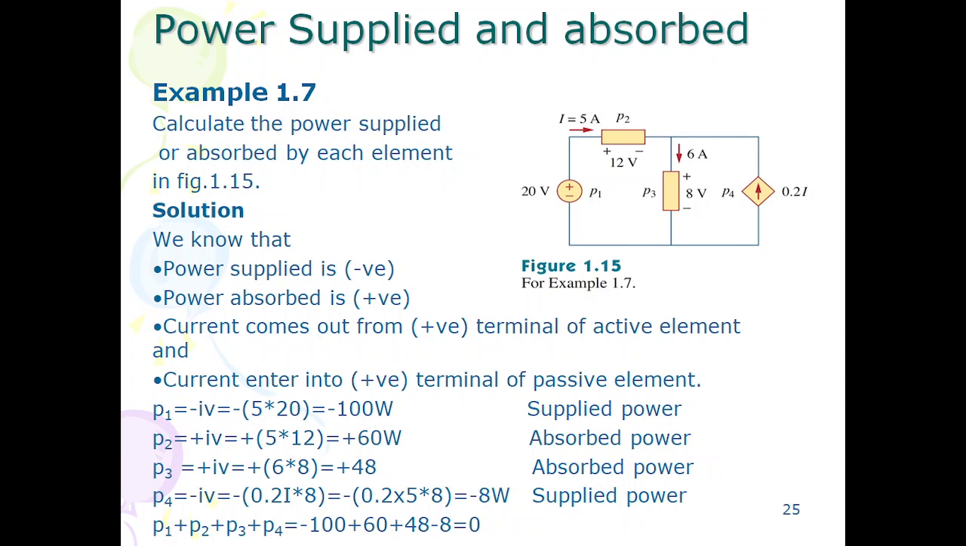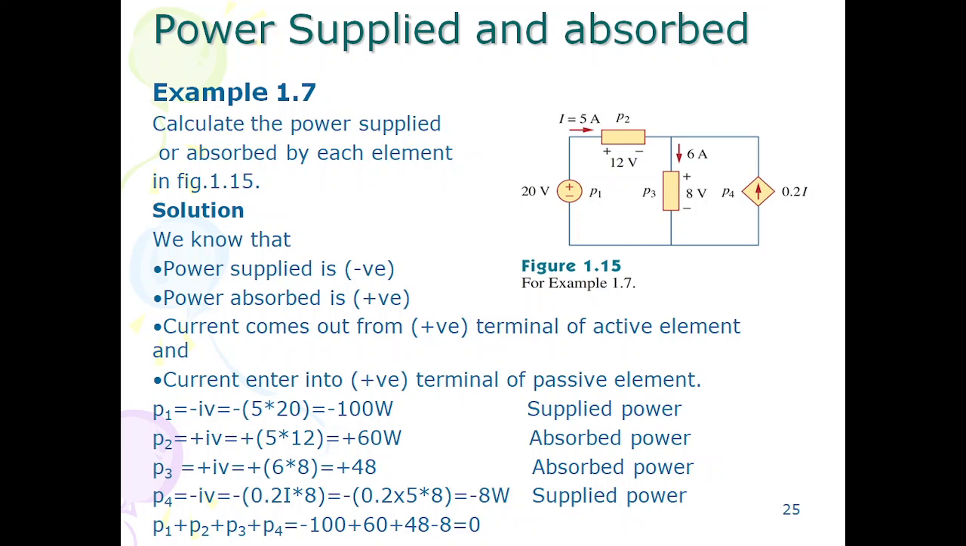Now come toward P3. Here in P3 power is absorbed because it is a passive element, and power is equal to plus V into I, and current is also entering the positive terminal, so 6 into 8 is equal to 48, plus 48. Now come toward P4.